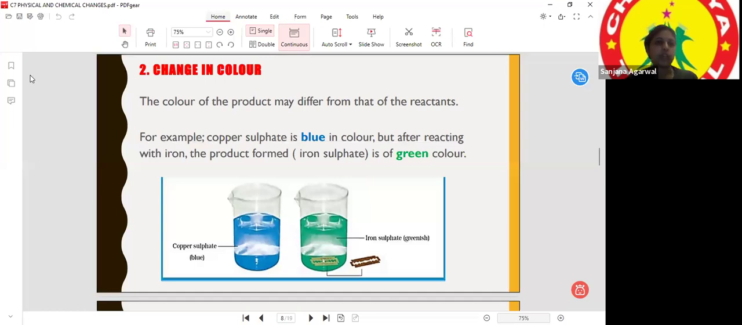Next observation in the chemical reactions is the change in color. The color of the product may differ from that of the reactants. Before reading this example, any chemical reaction that you can tell, because a lot are striking my mind where we observe the change in color, and in our home we observe them daily, mostly in the kitchen.